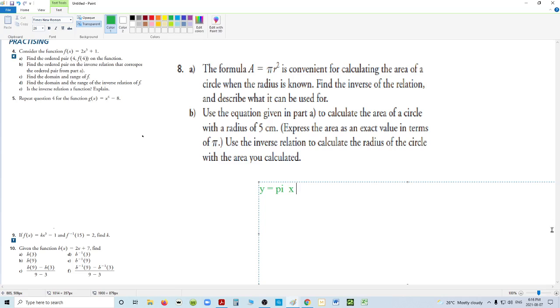And forgive my use of pi, I don't have an easy symbol here. And then next we're going to swap our x and our y. So we get x is equal to pi y squared.